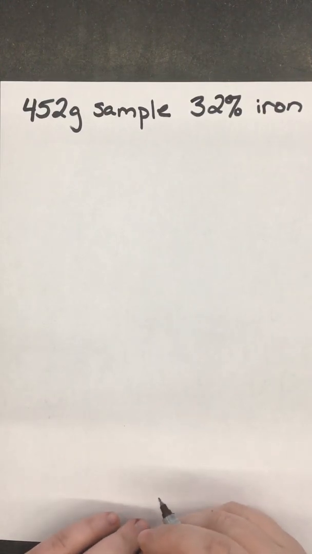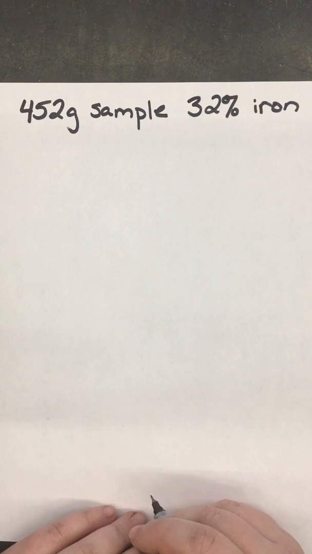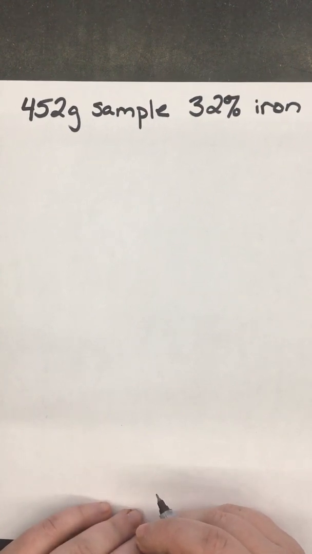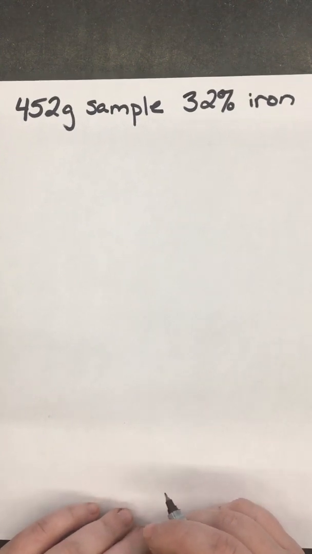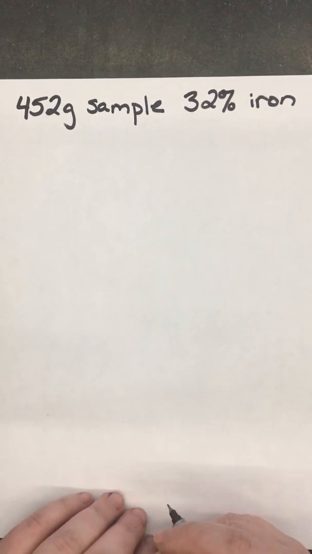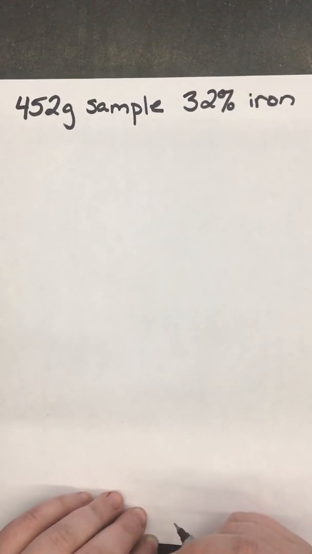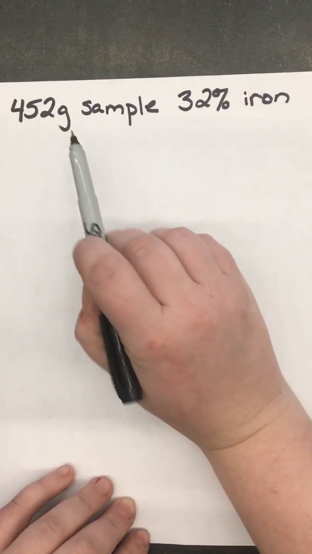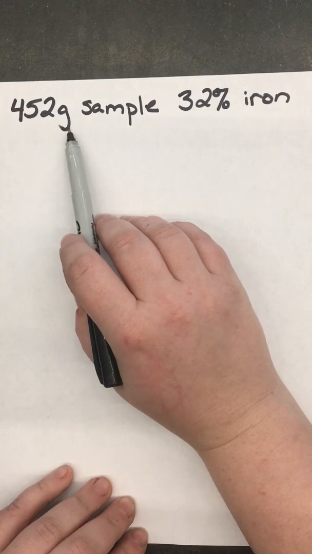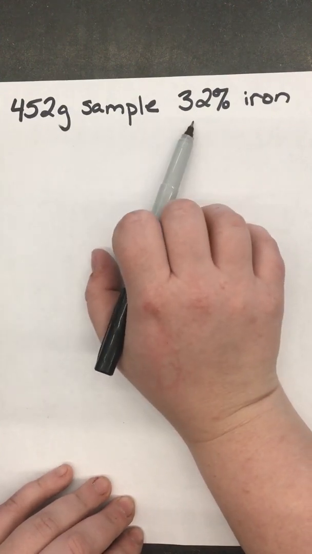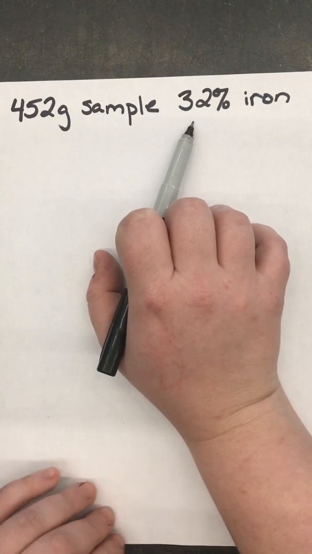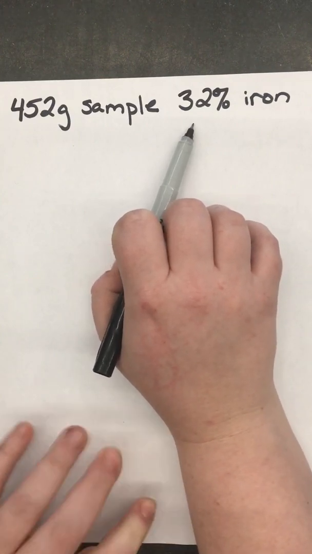So we've already learned how to find the percent composition of a sample, but often what I want is to know how much of a particular substance I can get from a sample. The equation is the same, we're just solving for a different piece of it. So here I have a 452 gram sample, and I know that it's 32% iron. I want to know what mass of iron I can obtain from this sample.